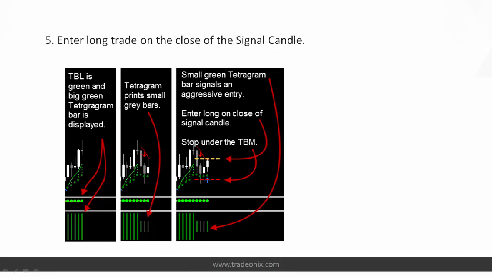Enter long on the close of the signal candle, and the yellow line is where we would enter on the close of this white candle. Stop loss is placed under the TBM. In this case, it's the TBM that's present. Sometimes we have to do it under the TBS. But again, in this case, only the TBM is present. Our stop loss is placed under the TBM.